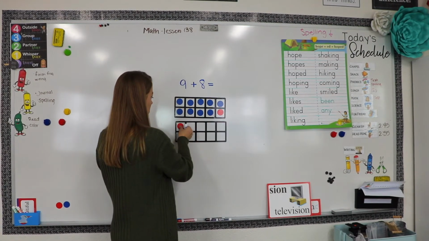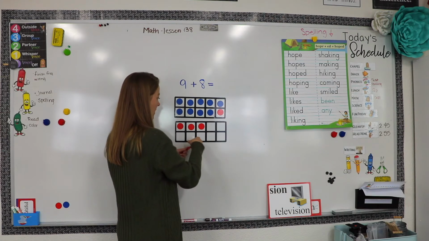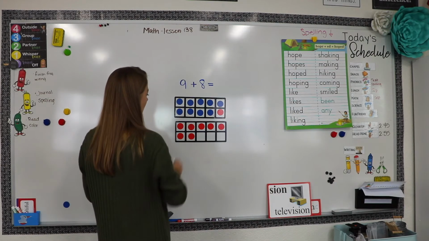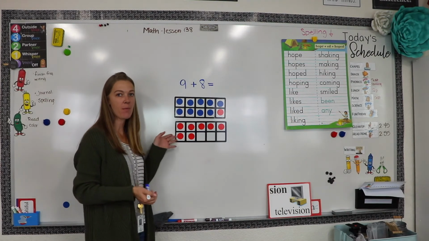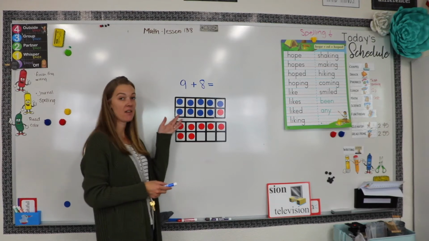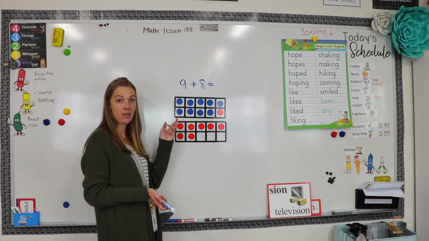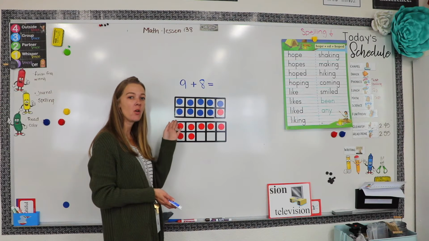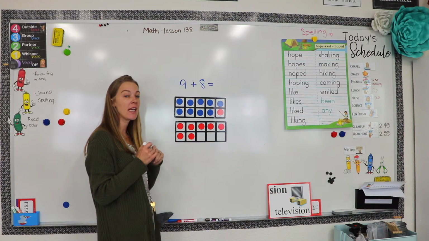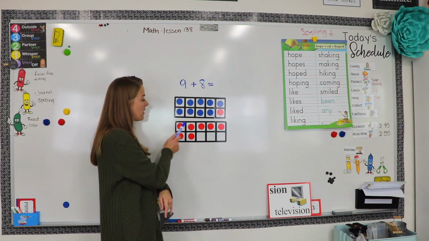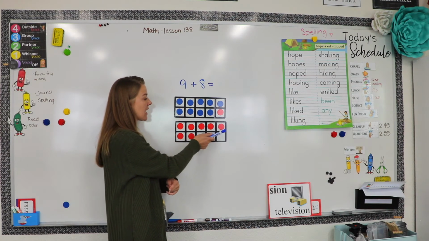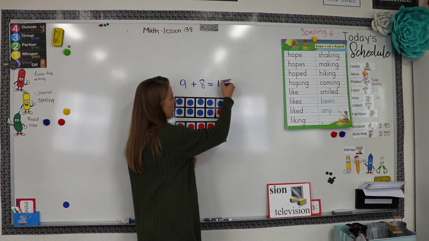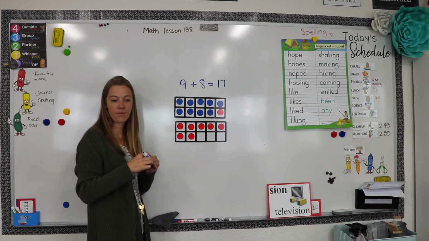There's 1, 2, 3, 4, 5, 6, 7, and 8. How many people total? I already filled a 10 frame, right? So how many is there? 10. I don't need to count this. This is a 10 frame and it's full, so I know that I have 10. Now I can go ahead and count on. So 10, 11, 12, 13, 14, 15, 16, 17. There are 17 people watching. Does that make sense?